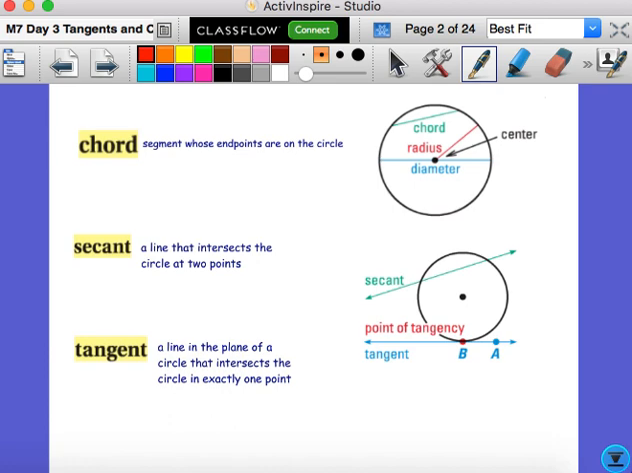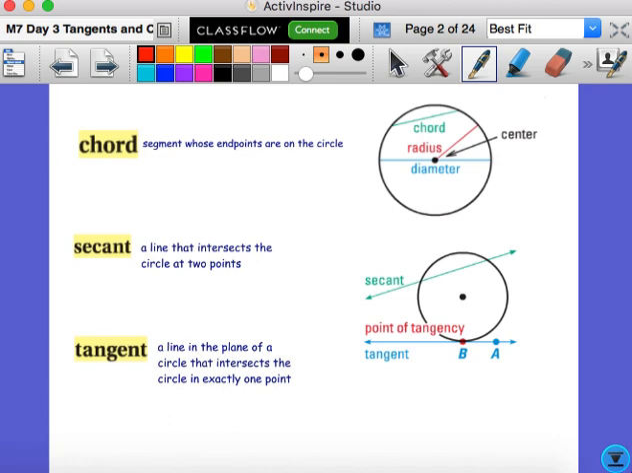A chord is a segment whose endpoints are on the circle. If we look at this picture, there is a chord shown here where both of the endpoints are on the edge of the circle. The diameter would also classify as a type of chord because its endpoints are on the circle as well. But our radius is not, because one of the endpoints is at the center, not on the edge. So the chord and the diameter both fall under that category.